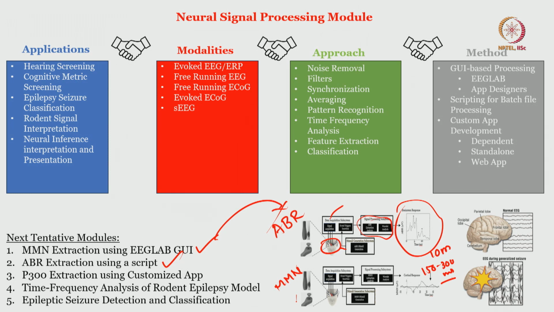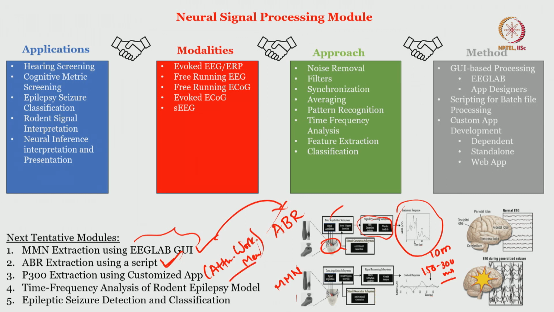Also, as I mentioned, MMN and ABR are here. We will see MMN using the EEG Lab GUI. I'll put the link in the description on how to download and use EEG Lab, with simple steps. Then we'll directly see how we can extract the data using EEG Lab. ABR, I will show mostly with a customized script. Why? I'll tell you at that particular point of time. Also, P300 extraction. P300 is generally used for attention and working memory, so we will see that using a customized app.